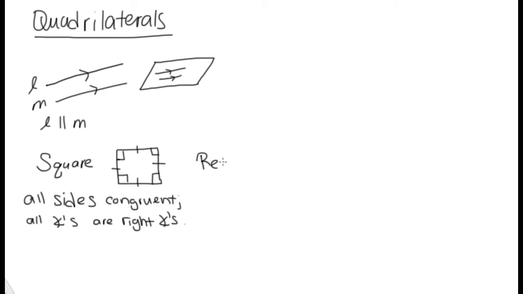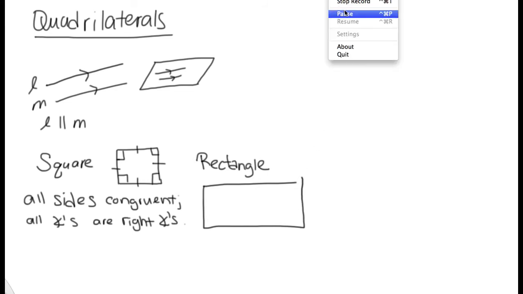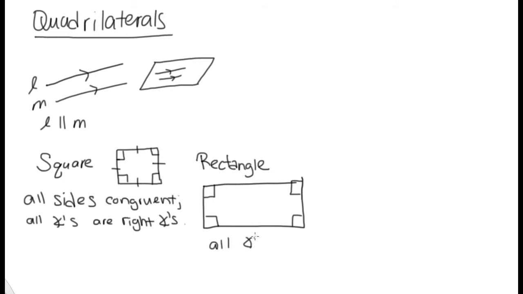Next we'll have a rectangle. Like a square, rectangles also have all angles as right angles, but they do not necessarily have the same sides. So we would just say all angles are right angles.